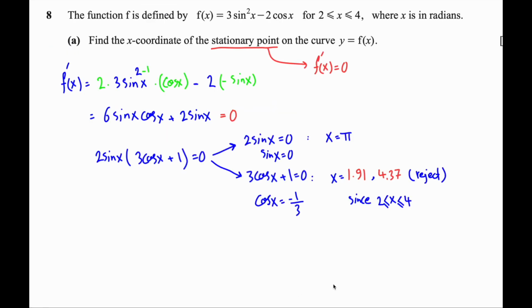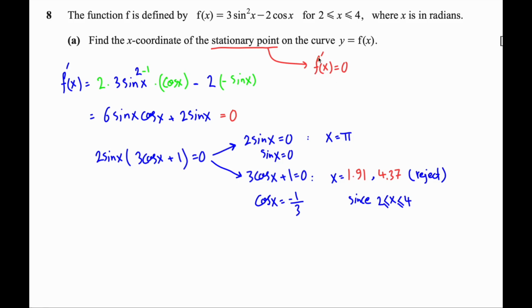Question number 8. I have function f, which is defined as 3 sine square x minus 2 cosine x, where the domain is between 2 and 4, and x is, of course, in radians. In part A, I have to find the x coordinate of the stationary point on the curve of y equals f of x. And I want to refresh your memory that the stationary point is a point where first derivative is equal to 0.